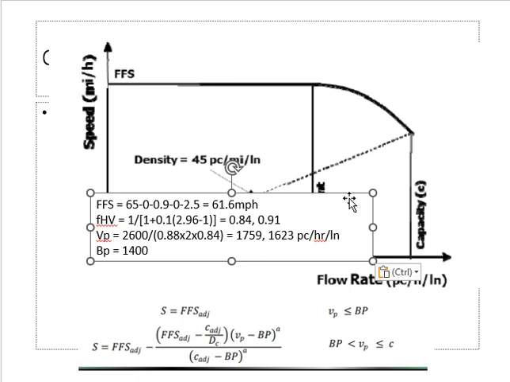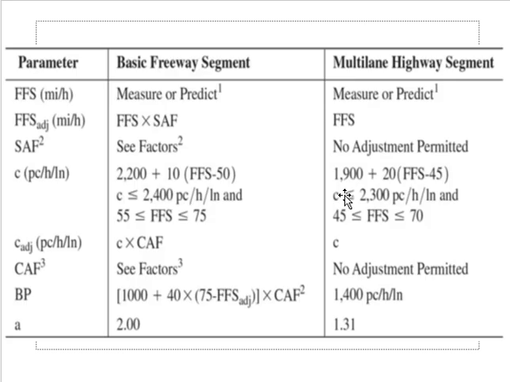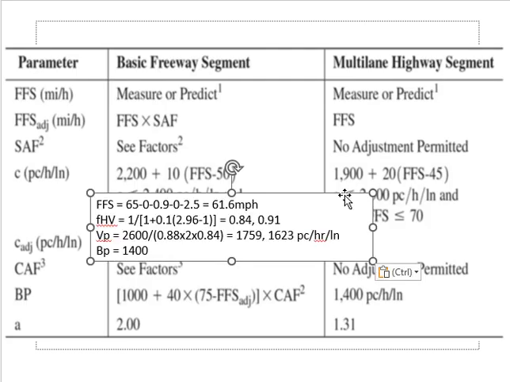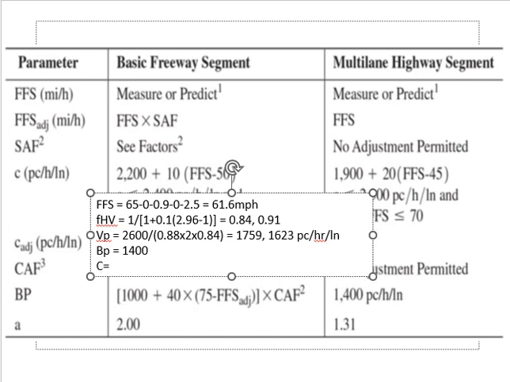I need free flow speed, which I have. What do I need now? Capacity. So first of all, let us find capacity. This is the equation for capacity. Is there any effect of the gradient here? No, capacity will remain the same. It is 2232.